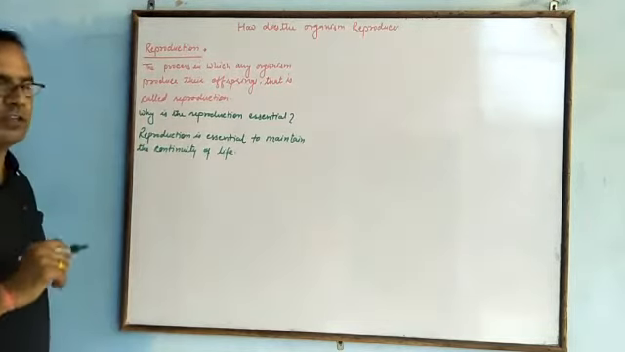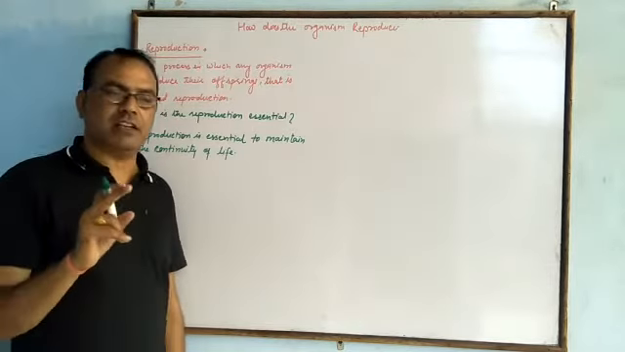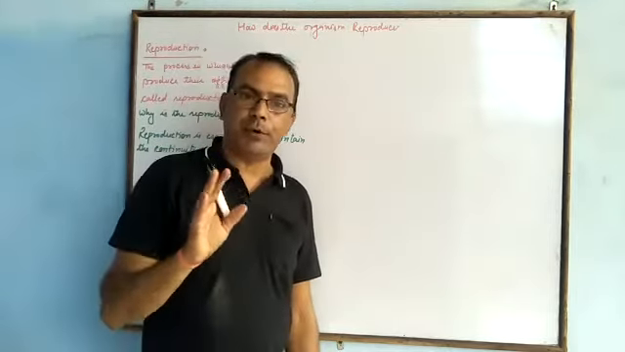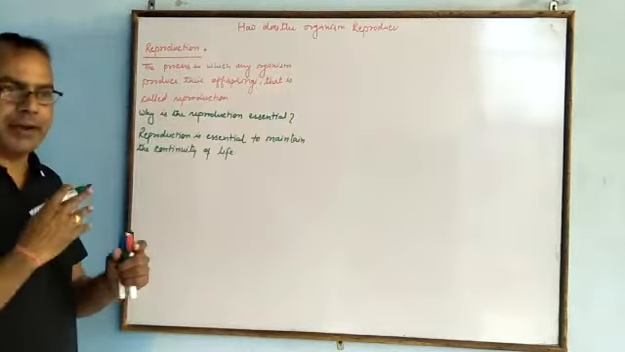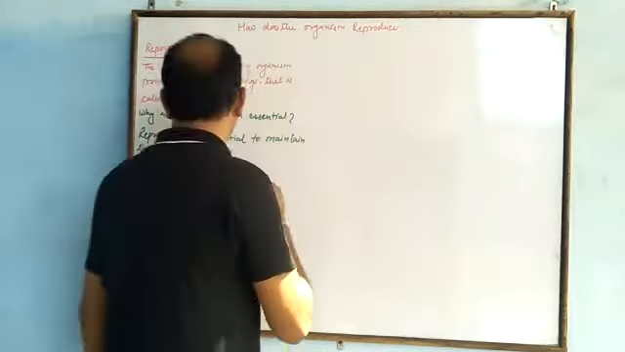Thus, reproduction is essential not for surviving. Surviving condition तो digestion, respiration, excretion है. If the organism does not reproduce, that will not die. वो मरेगा नहीं. Reproduction आ करे तो मरेगा नहीं. लेकिन ये जरूरी है to maintain the continuity of life.